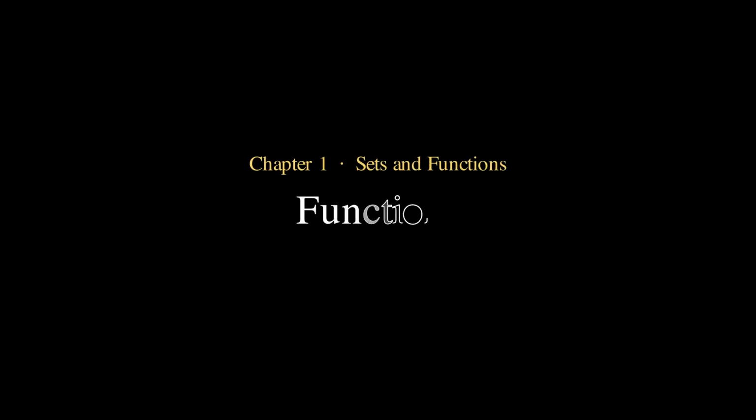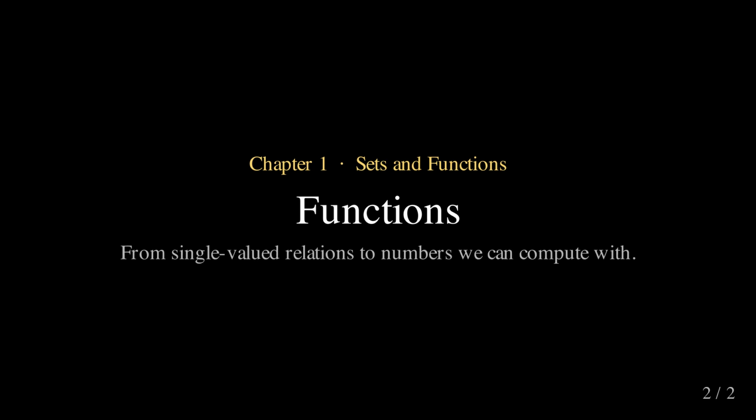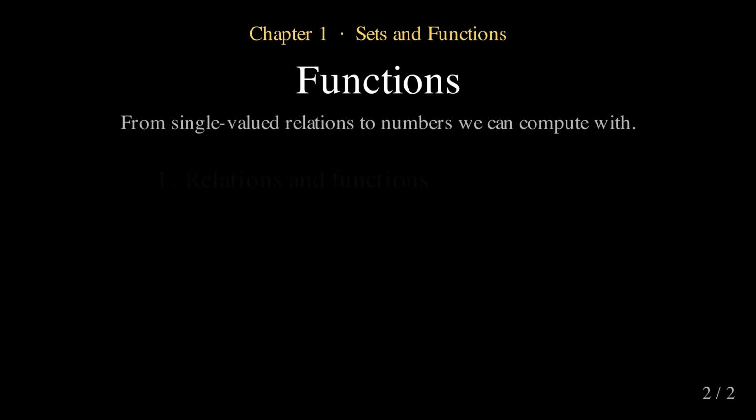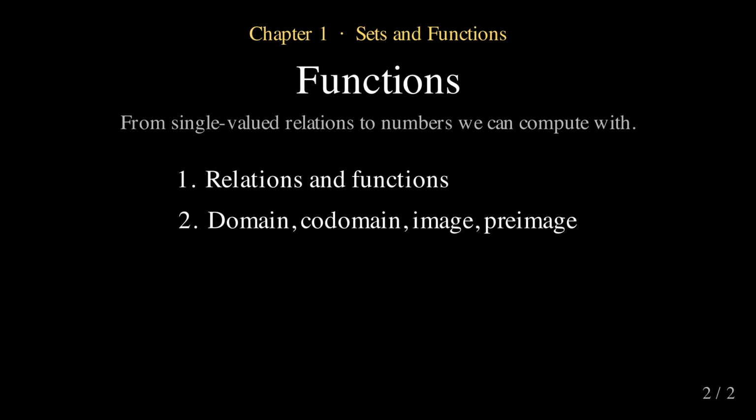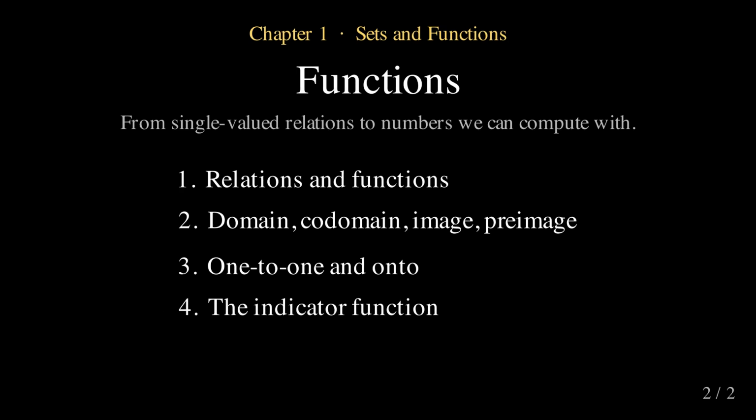Last video, we built the language of sets, operations, partitions, and the Cartesian product. Now we put that language to work. A function is a special kind of relation, and it is the bridge from sets of outcomes to numbers we can compute with. In this video, we define relations and functions, meet the domain, codomain, image, and preimage, sort functions into one-to-one and onto, and finish with the indicator function, our first real taste of probability.